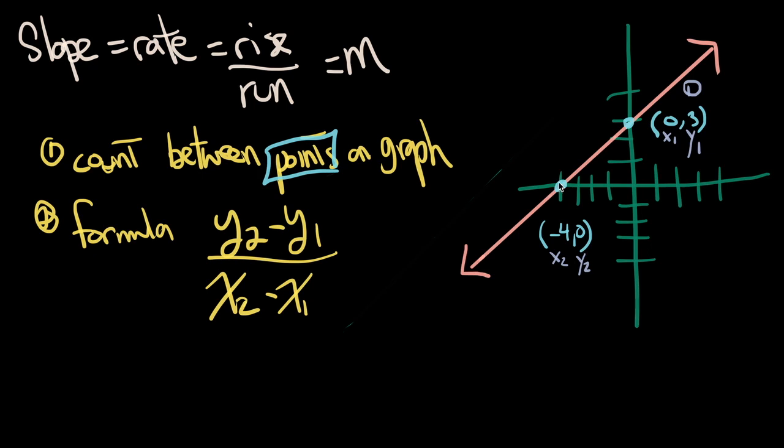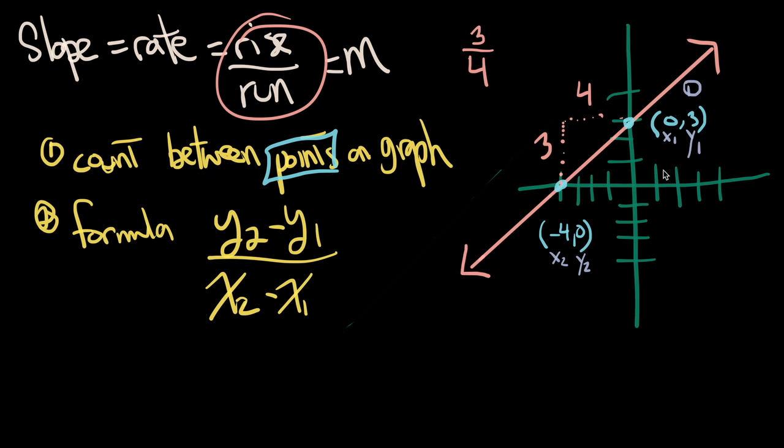I'm going to go this way first. I'm going to go for this one. I'm going to rise 3, and I'm going to run 4. 3, 4. So it's rise over run. So I rose 3 and I ran 4. Some students like to go backwards.